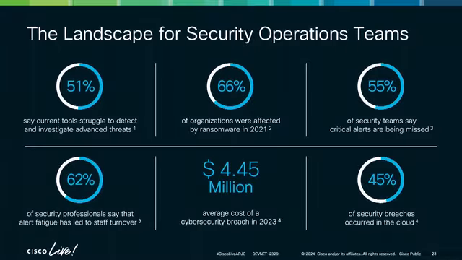And if you take a look at the landscape of cybersecurity operations teams, one quick statistic here: 4.45 million US dollars is the average cost of a cybersecurity breach last year. 55% of security teams are missing critical alerts. There's a movement occurring in the cloud, and 45% of security breaches are occurring in cloud infrastructure. And 51% say that their current tools are struggling to detect these types of advanced threats. So the problem is becoming more constant, and tools are having a harder time keeping up as it's rapidly evolving.